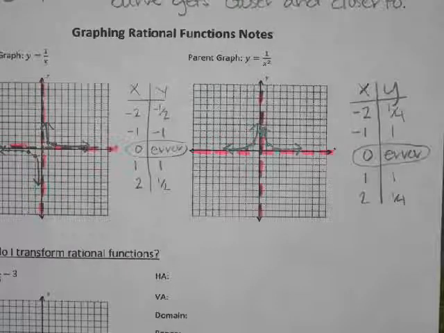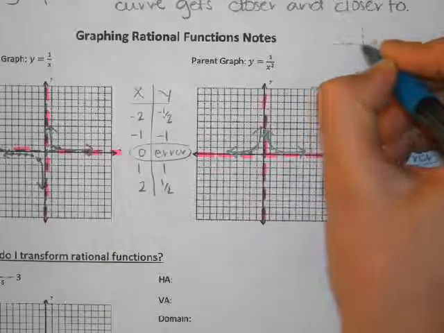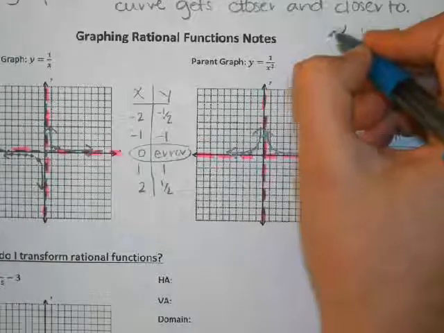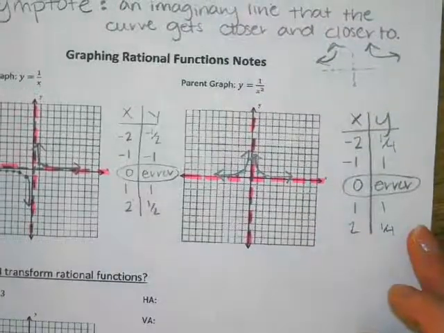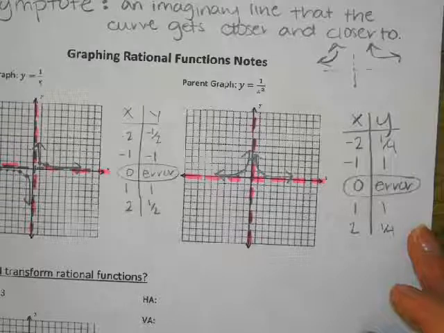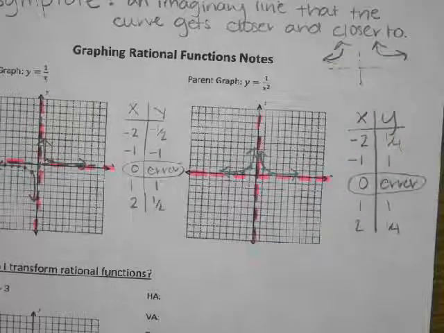All right, when kids get sloppy with these graphs, this is what I start to see. I start to see an asymptote that looks like this and an asymptote that looks like that. And then I see students drawing it like this and like this. Are those curves hugging the asymptote? No, they're pretty far away from it, right? Okay. So just be careful not to get sloppy as you draw your graphs.